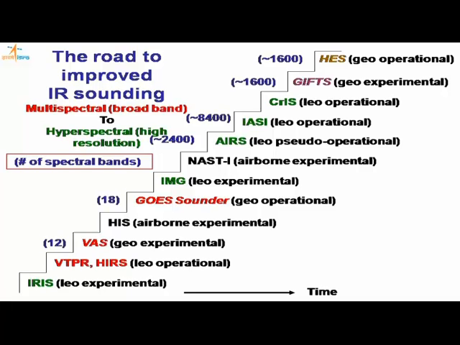And of course we will be launching in 2012 INSAT 3D, which will have 18 channels. That will be very similar to the GOES sounder, having 18 channels for making atmospheric soundings.